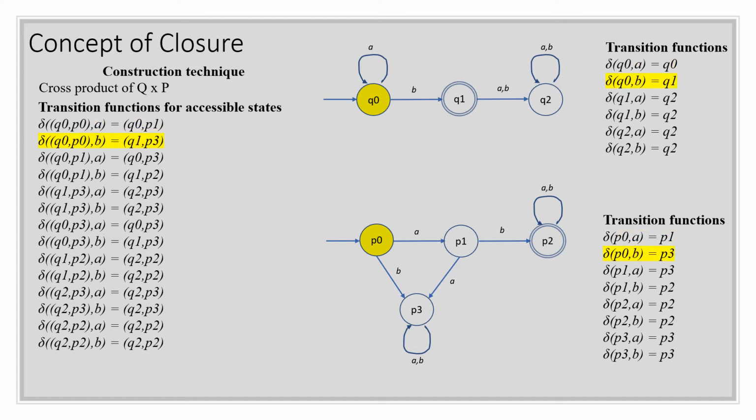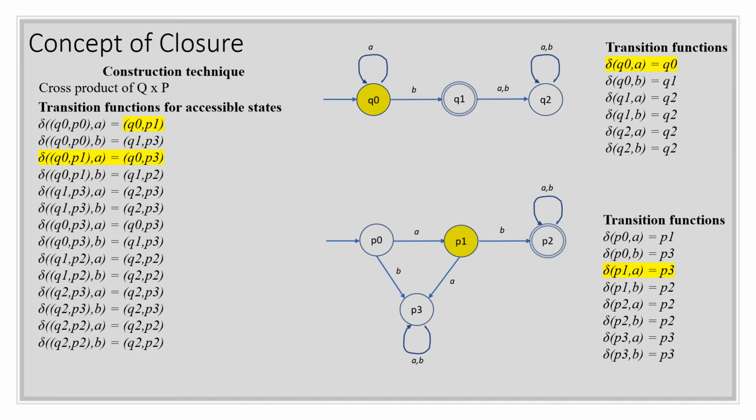Q0, P0 with a B, you will get to Q1, P3. So now we have started at Q0, P0, and our next states we're going to worry about are the ones that we've accessed from our initial state. So the next two states we're going to deal with are Q0, P1 and Q1, P3. So let's do Q0, P1 next.